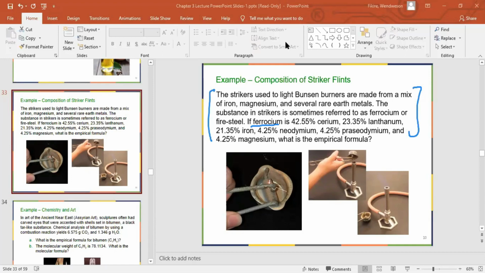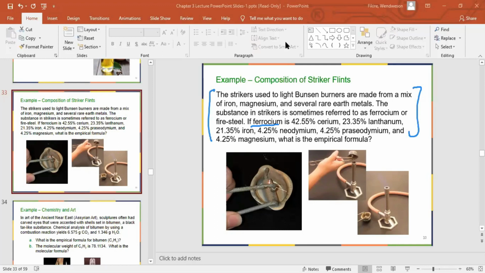I have a question, Professor. Hello. Yes, go ahead. What is the symbol for ferrocerium? I'm looking for that. I can't find it. Where is that? The first one, ferrocerium.